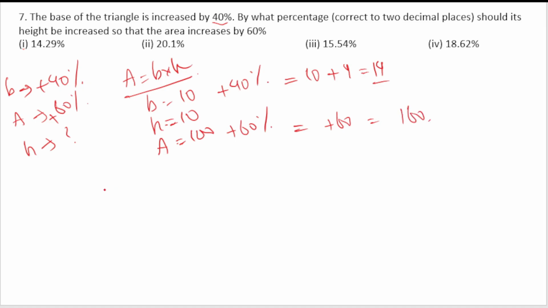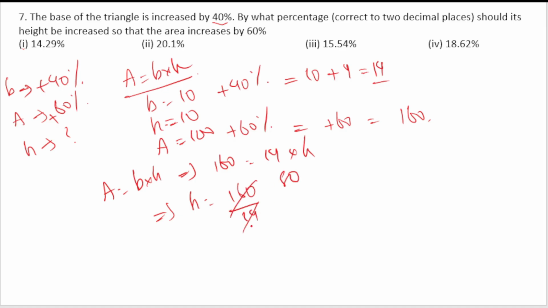So area is equal to base into height. New area is 160 is equal to new base is 14 into, we will imagine the new height is h. So here h is equal to 160 by 14. It is 80 divided by 7. It is 11.428. New height is equal to 11.428 and the initial height was 10.